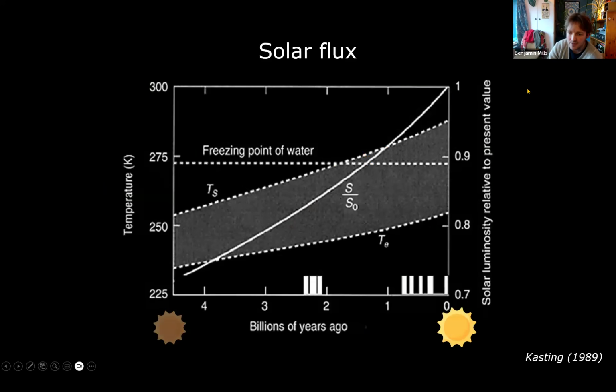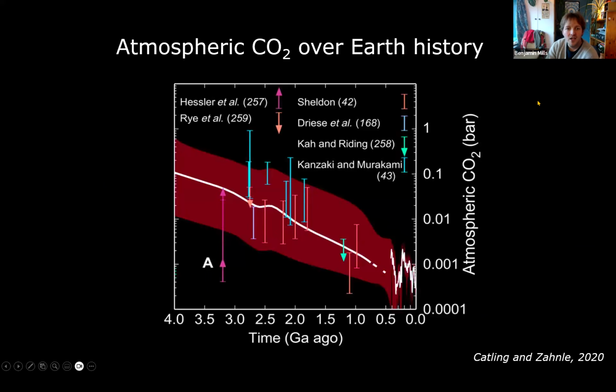But that doesn't seem to have happened, and that is because we think we know that atmospheric CO2 has come down as the sun has brightened. So although these early proxies for CO2 and these paleosol proxies are very uncertain, this line through the middle is actually a model, but we're fairly sure that CO2 concentrations have come down as the sun has brightened.